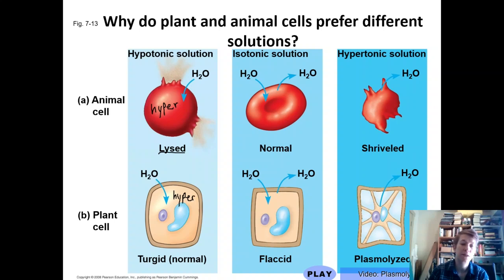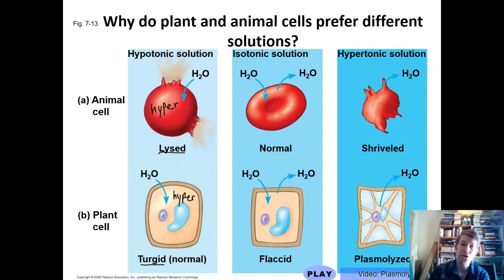So when the water comes in, it will make this plant cell firm or turgid, and so this is actually the normal situation for a plant, to be put in a hypotonic solution, so the cell is hypertonic, the solution is hypotonic.